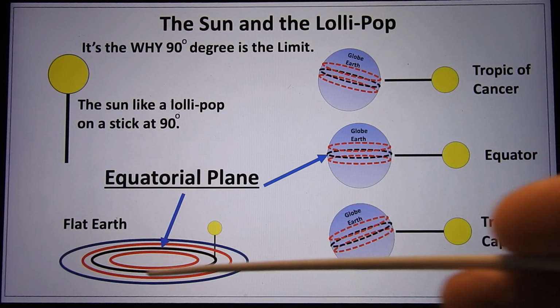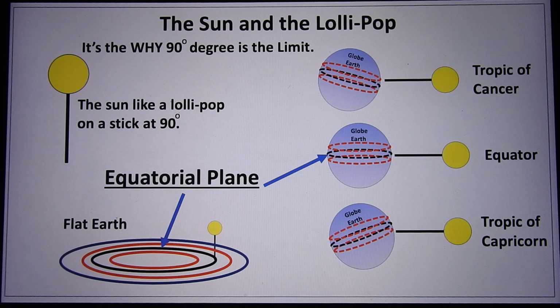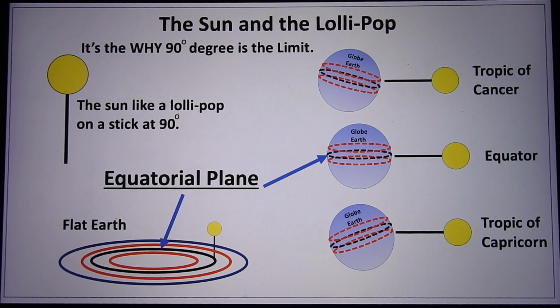Same thing for the motion of the sun over the flat Earth. That sun is at 90 degrees. That's why it causes those concentric rings above the top of the flat Earth. So a lot of people misunderstand the mechanics of the globe model and the flat Earth model.